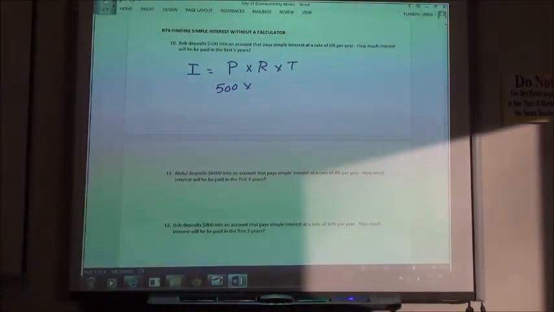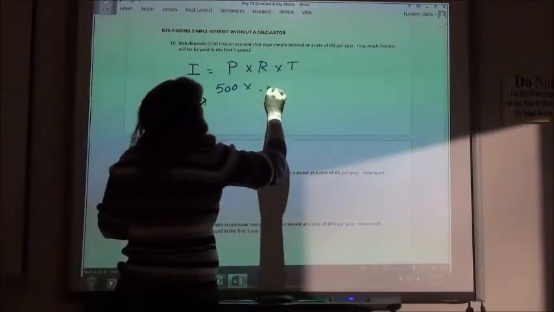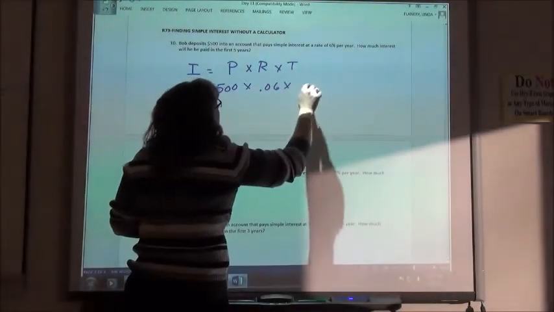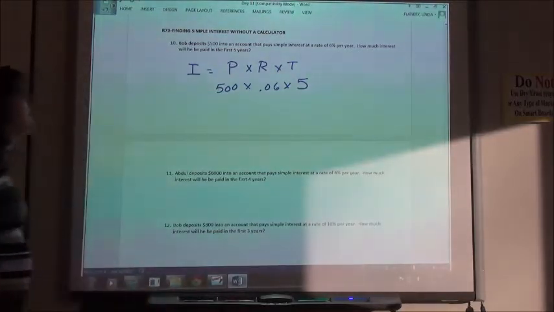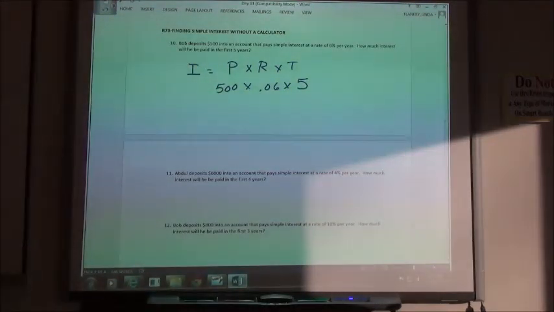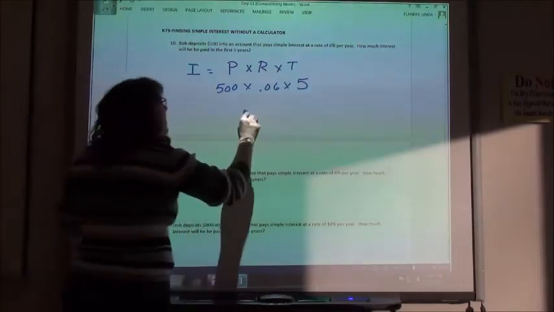6% as a decimal is 0.06. And I'm going to do it for 5 years. So I'm going to take 500 times 6% times 5, and I would get $150, right?